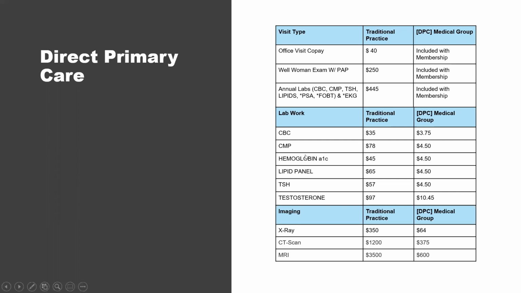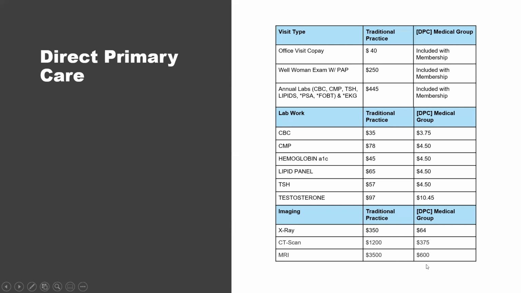And you'll look for all of these labs, these are about 90% off basically compared to a traditional practice. And then all of this, office visit copay, well woman exam, annual labs, all of that's included with membership. And then down here, you see X-rays, CT scans, MRIs are costing up to, you know, $3,500, whereas they've contracted them to get about $600 or $375.